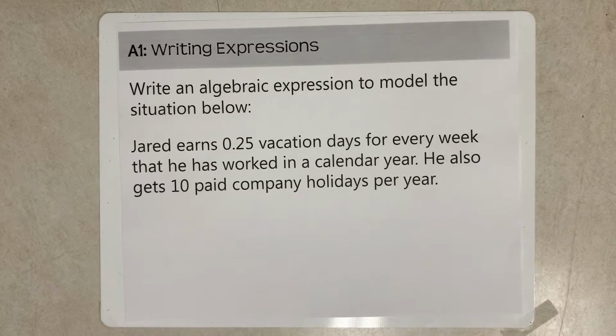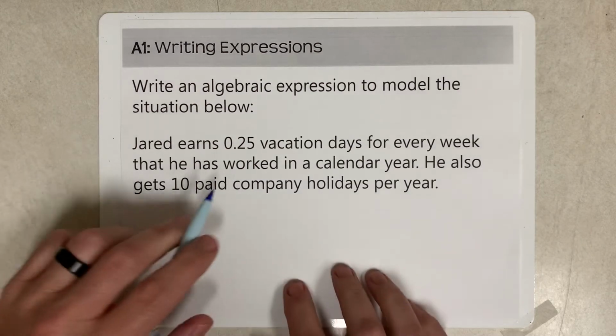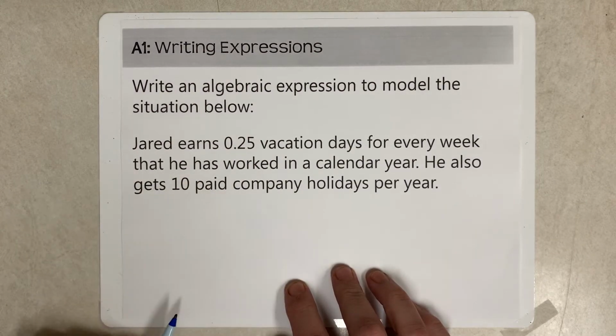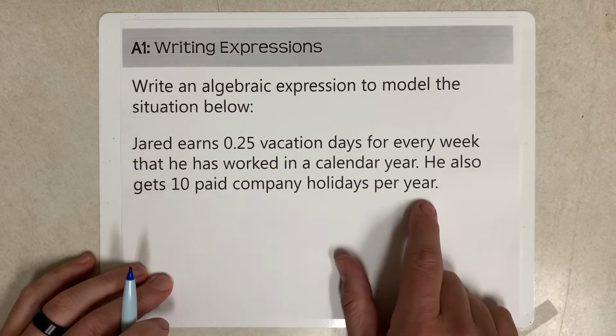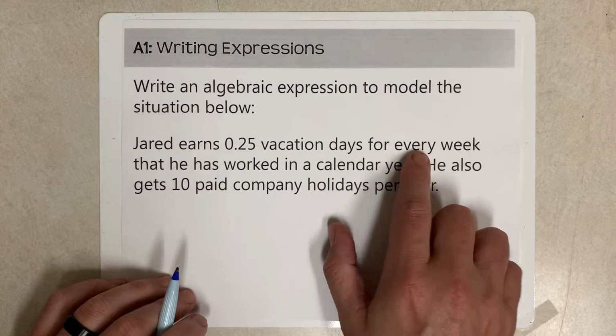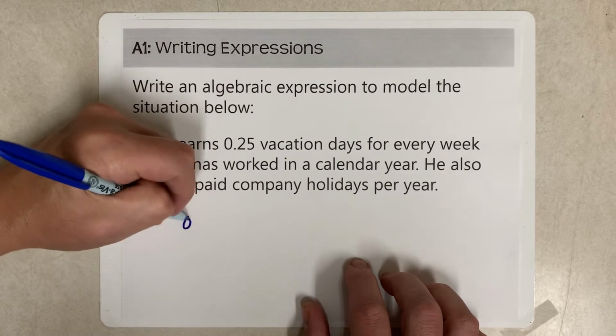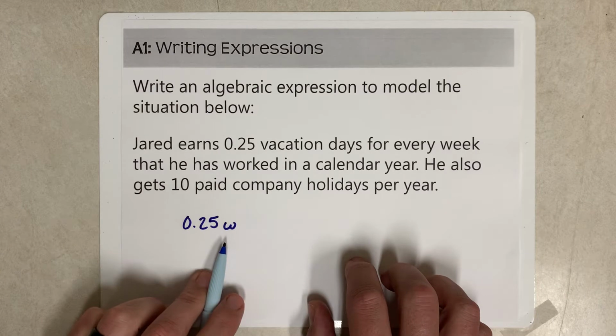Jared earns 0.25 vacation days for every week that he has worked in a calendar year, and he also gets 10 paid company holidays per year. All right, so let's take a look. He gets 0.25 vacation days for every week that he has worked in a calendar year. All right, and he says he gets 10 paid company holidays per year. So every week, that means that's a rate, right, for every week. So let's go 0.25W, and let's let W be the number of weeks.